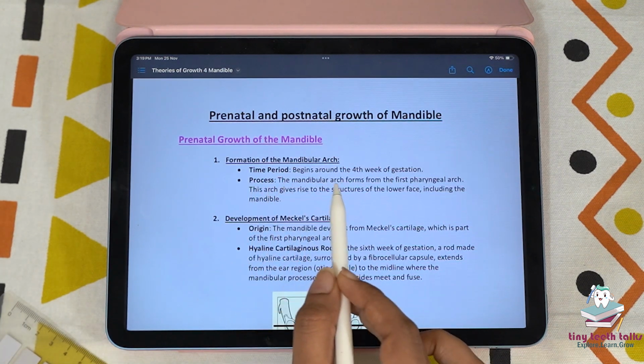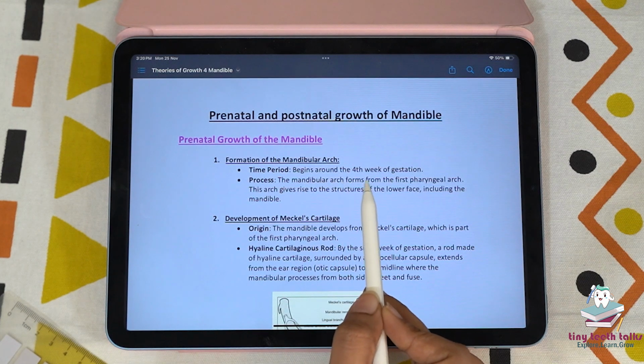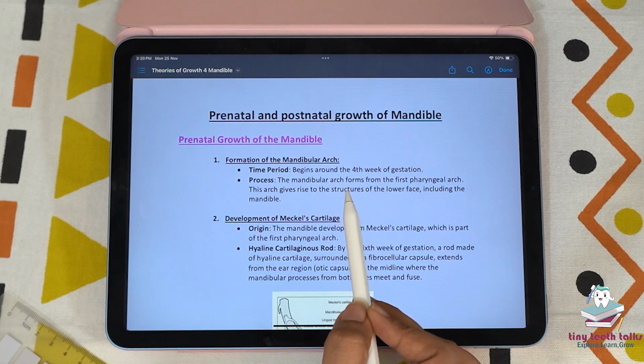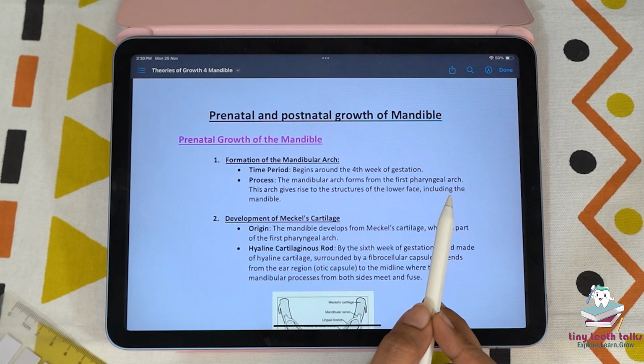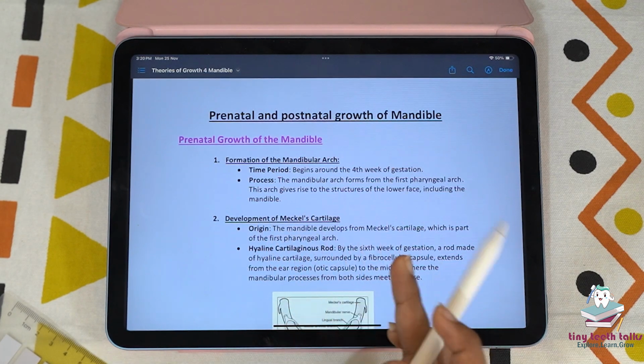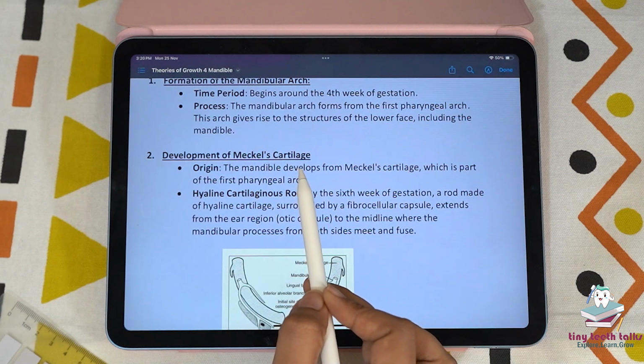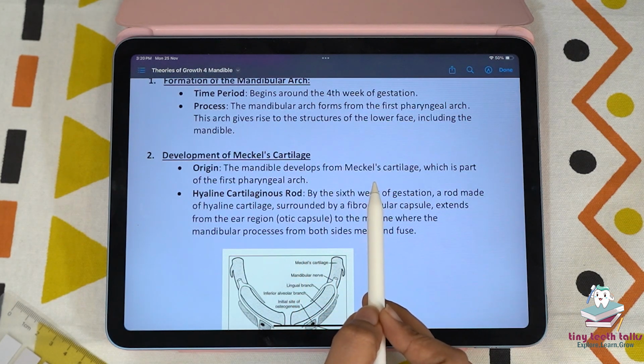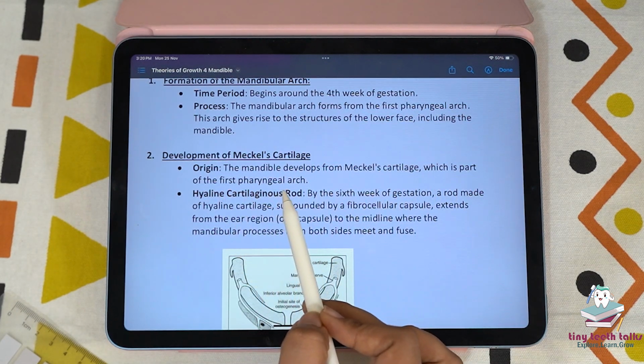So starting with the formation of the mandibular arch, which begins around the 4th week of gestation, the mandibular arch forms from the first pharyngeal arch, and this arch gives rise to the structures of the lower face including the mandible. Then there is the development of Meckel's cartilage. The mandible develops from Meckel's cartilage, which is part of the first pharyngeal arch.